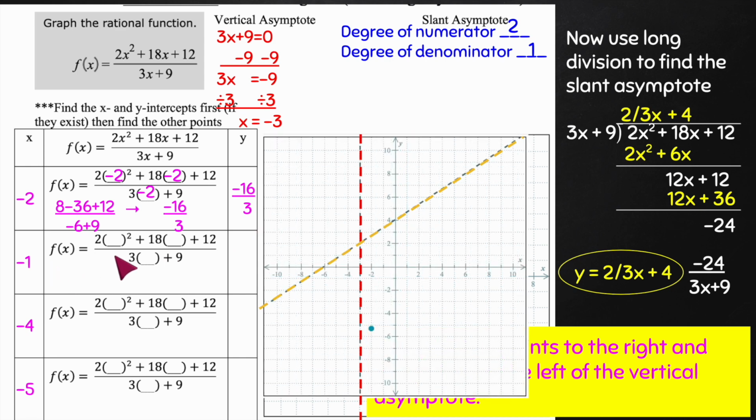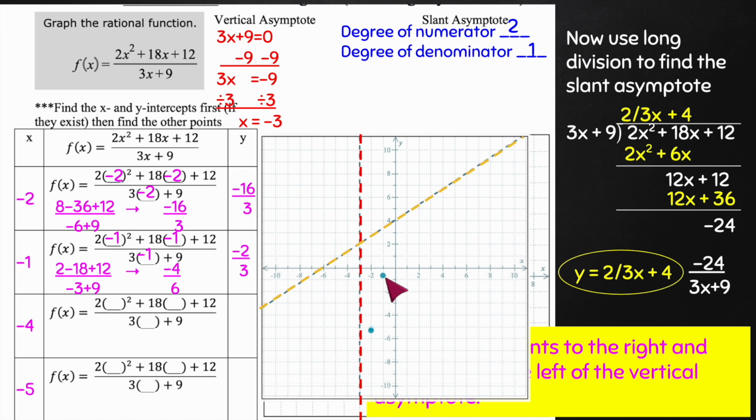All right, let's plug in -1. You can see I've put -1 on here, so you can see this is where it lands. So now when I plug in -1 here, I have -1 squared, which is 1 times 2, which I get 2. 18 times -1 is -18. And then 12 drops down. -1 times 3 is -3 plus 9. So now when I add across the top, I get -4 over 6. I can reduce that to -2 over 3. Reduced means the same thing. If you typed it into the plotting feature, it's going to definitely graph either one of these correctly. So here it is. You can see it on the graph. So I have my 2 points on the right. Now I'm going to go to my 2 points on the left.